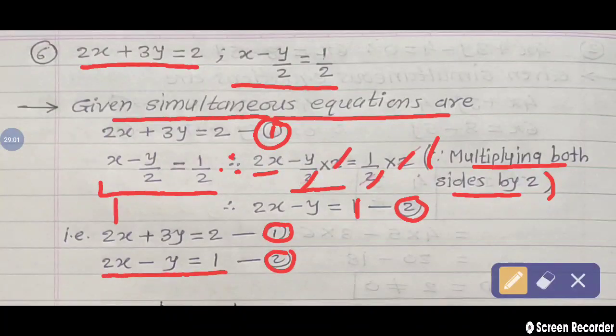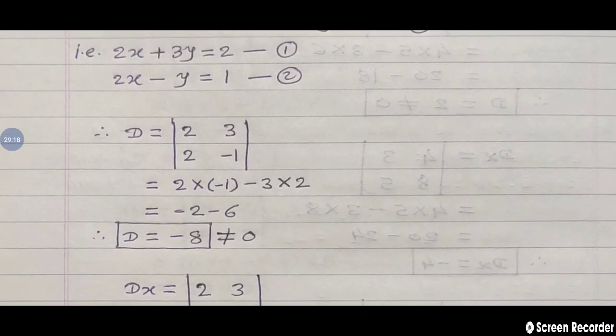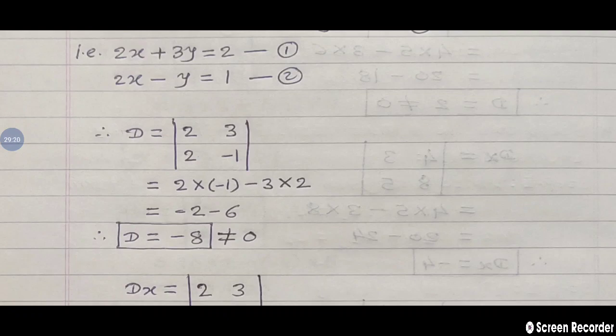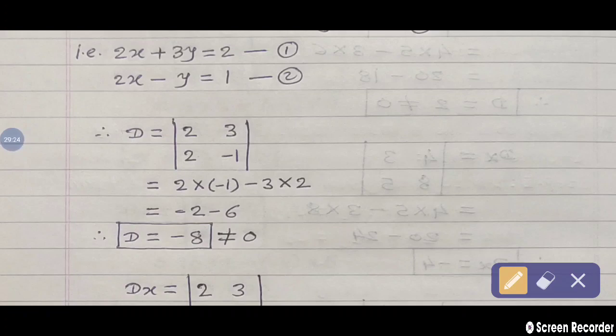So here in the first, coefficients of x are 2 and 2, coefficients of y in these two equations are plus 3 and minus 1, and on the right hand side constant terms, constant numbers 2 and 1. So find out the values of D, Dx and Dy. First of all we find the value of D. How to find out the value of D? Check that. D is equal to, in the form of determinant, what we write?